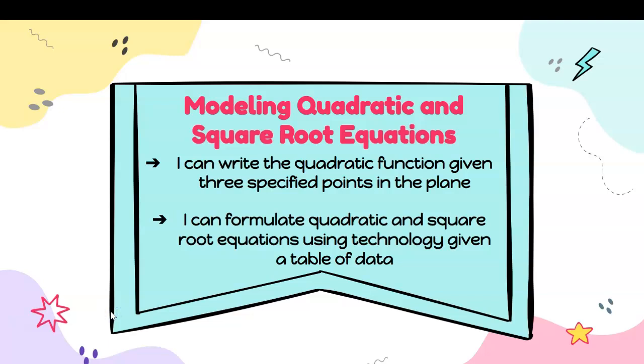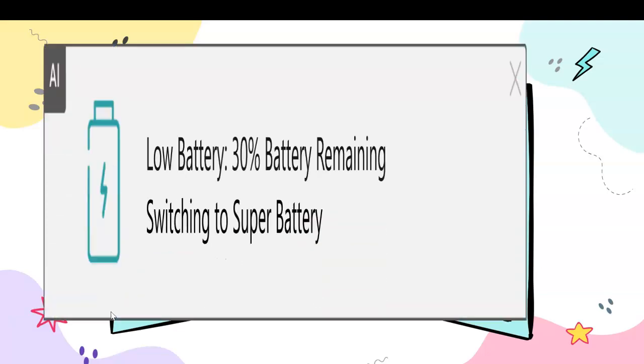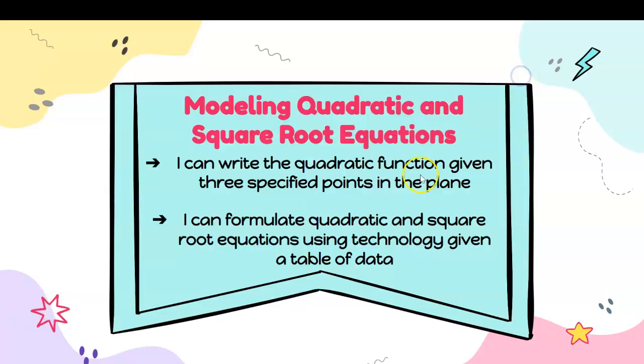But today we're going to talk about modeling quadratic and square root equations. So we're going to talk about writing a quadratic function just by being given 3 points, and then being able to write down a quadratic and square root equation by using technology. So we're going to be using Desmos today.